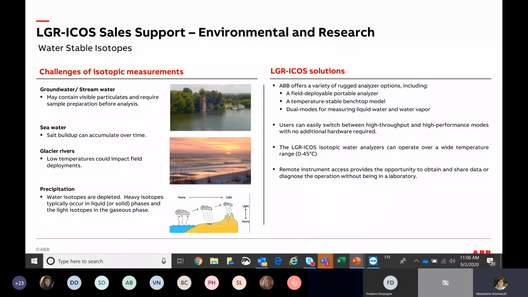First, ABB offers a variety of rugged analyzer options, including a field deployable portable analyzer, a temperature stable benchtop model, and a dual mode for measuring liquid and vapor at the same time. The user can easily switch between high throughput or high performance modes, and we'll talk later about how to do it and what the advantages are. The LGR ICOS isotopic water analyzer can operate at a wide range of temperatures, so that would be for glacier, for example. Remote instrument access provides the opportunity to obtain and share data or diagnose the operation without being in a laboratory. So again, it's a field deployable system.